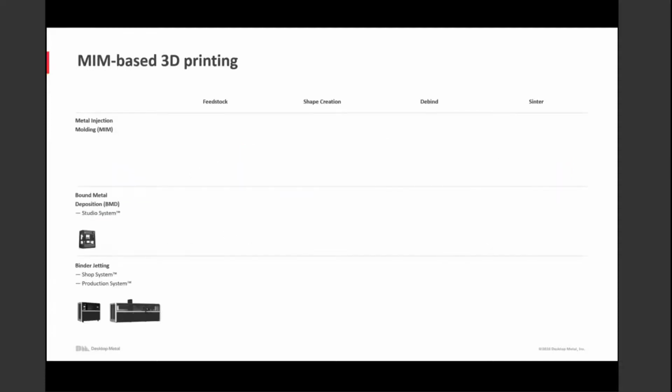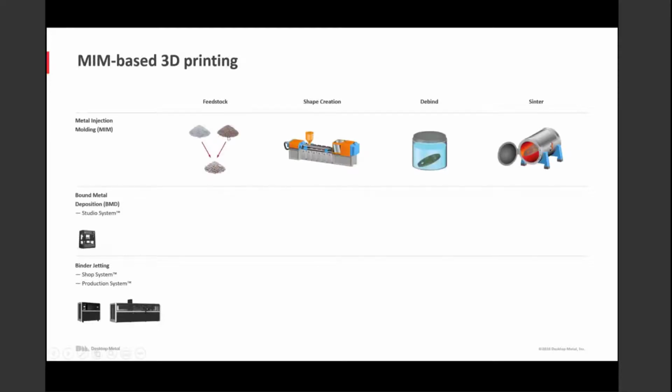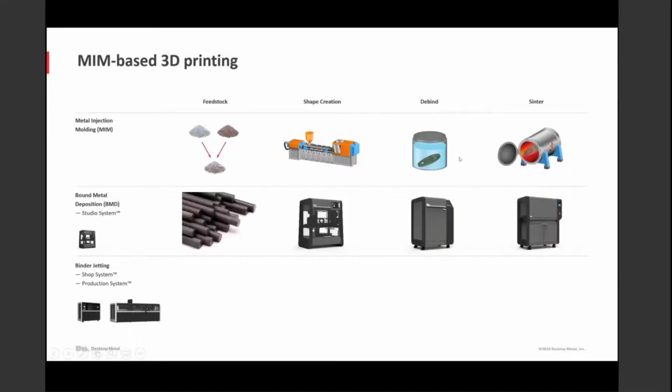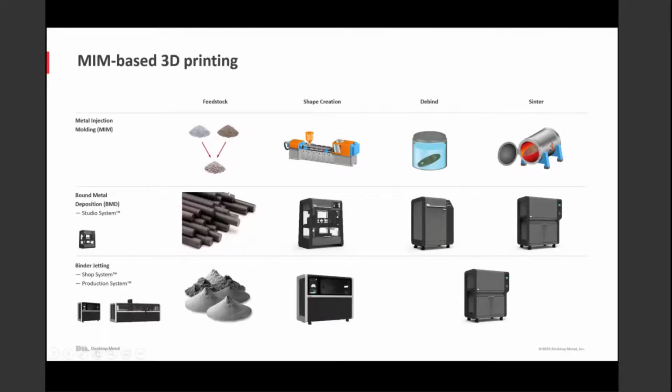To put these three things in context, with metal injection molding, you've got the feedstock, shape creation, debind, and sinter. With the studio that you saw a few minutes ago, the feedstock, instead of these pellets, is rods. Why rods? So that you can put them into ink cartridges or media cartridges and into an office-friendly environment. Then there's a debind and sinter step. And then there's binder jetting. Similar process conceptually. You create the feedstock as the powder. The shape creation takes place inside the printer, and then there's a debind.